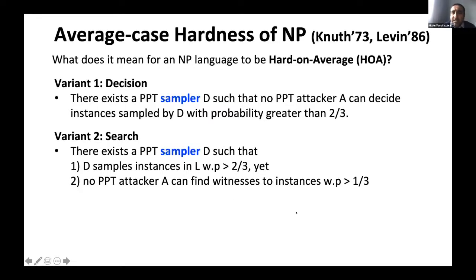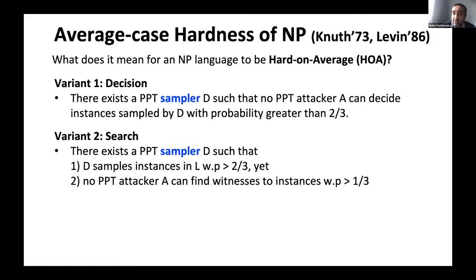So let me just quickly talk a little bit about the definition of average case hardness. This was formulated in the classical works of Knuth and Levin. Here I'm giving a slight variant, but they are essentially semantically the same as the original definitions. So the decision version here says that a language is hard on the average if no attacker can decide the instances with probability better than 2/3 given some efficient sampler D. The search version, on the other hand, requires that no attacker find a witness with probability at least 1/3.